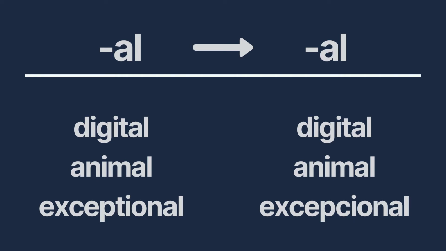Group 16, words that end in AL in English and AL in Spanish. Here's 3 examples. Digital, digital. Animal, animal.